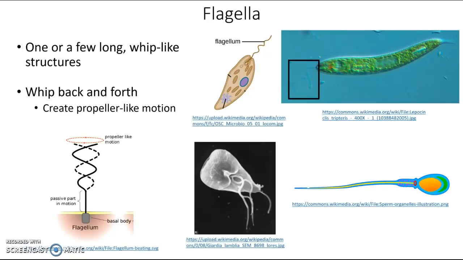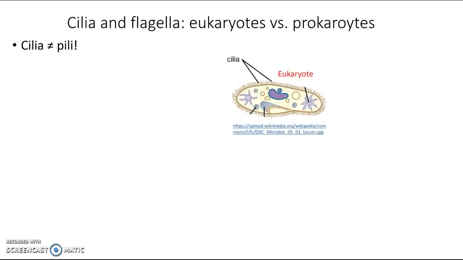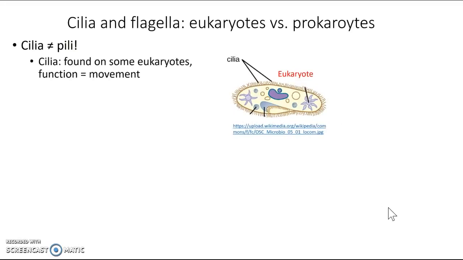So you may have noticed that in all the cells in these examples, there have been eukaryotic cells. Well, what about the prokaryotes? Well, it turns out that prokaryotes can have flagella, but they never have true cilia, and there's a couple things to watch out for. So you may remember that prokaryotic cells can have some fuzzy structures around the outside, but they are not cilia. Here's a eukaryotic cell with lots of short hair-like structures around the outside, so those would be cilia, and those would be used for movement.